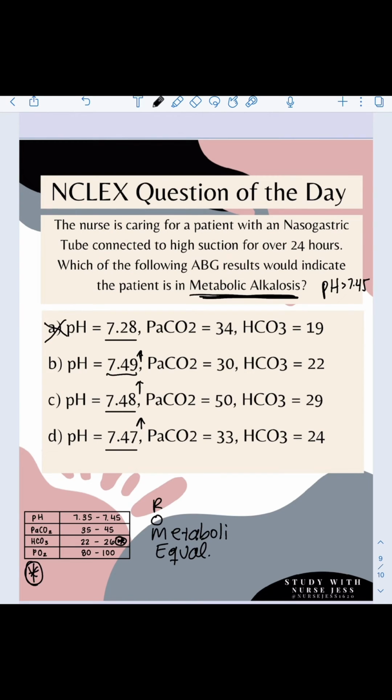In option B, I have a bicarb of 22. That's normal range. Option C, I have a bicarb of 29. That's high. And option D, I have a bicarb of 24. That's also in normal range. So my answer is going to be option C for metabolic alkalosis.